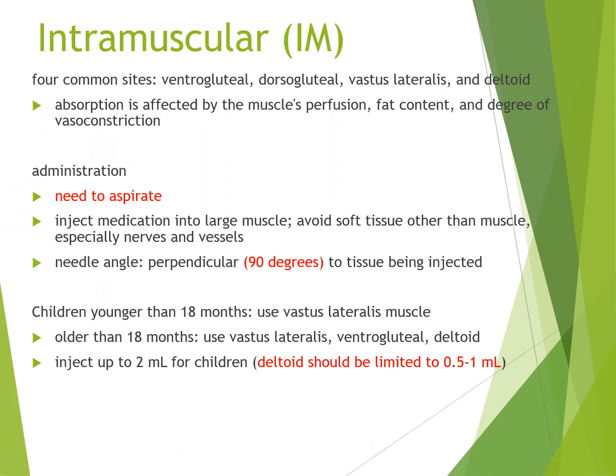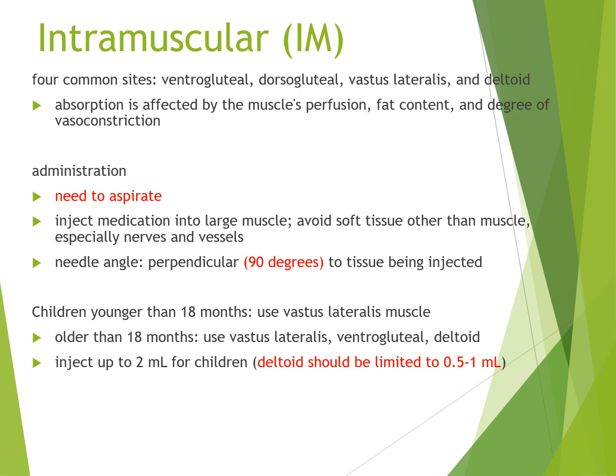Intramuscular: the four most common sites include the ventral gluteal, dorsal gluteal, vastus lateralis, and the deltoid. Absorption is affected by the muscle's perfusion, fat content, and degree of vasoconstriction. For administration, there is the need to aspirate. Inject medication into large muscles, and avoid soft tissue other than muscle, especially nerves and vessels. The needle angle is perpendicular, 90 degrees to the tissue being injected.